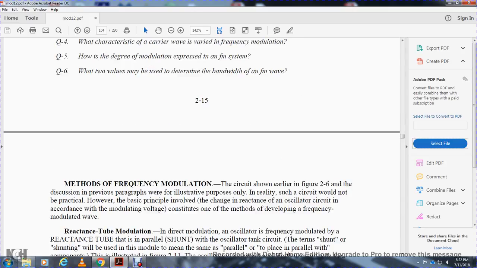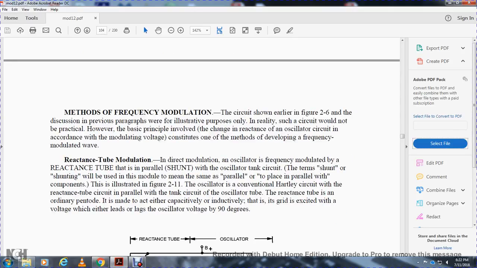Method of frequency modulation. The circuit shown earlier in Figure 2, in the previous paragraph's discussion, is for illustration purposes only; in reality the circuit would not be practical. However, the basic principle involved, changing the reactance of the oscillator circuit in accordance with the modulation voltage, constitutes one of the methods of developing a frequency modulated wave.